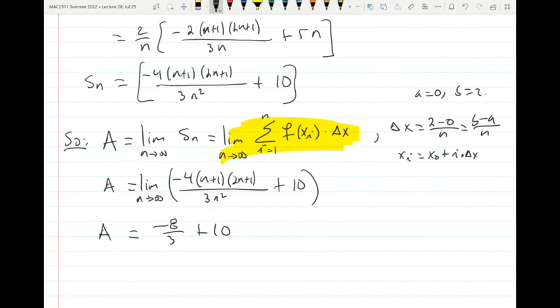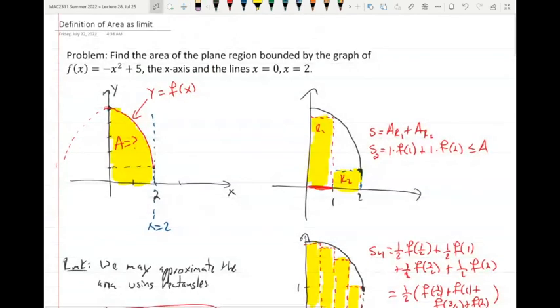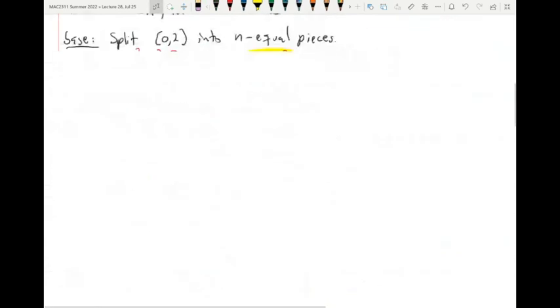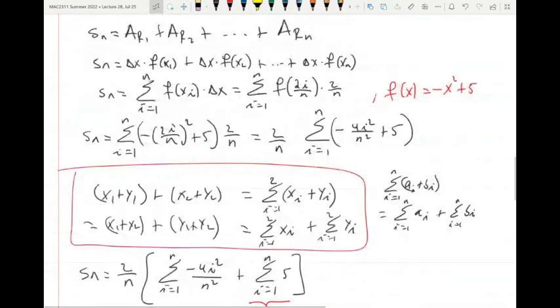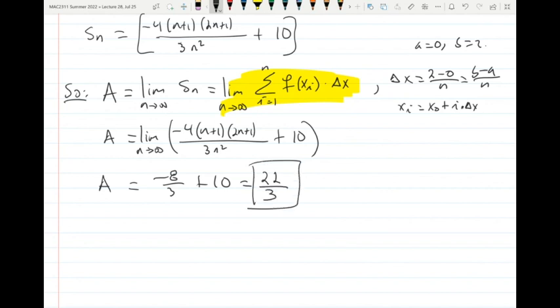Okay? By the way, are we expecting a positive or a negative number? A positive, because look, we're looking for area, and this is above the x-axis. So area is positive. Okay? So now what is this? That's going to be 30. So 30 minus 8 is 22. Okay? So that's the exact area, 22 over 3.